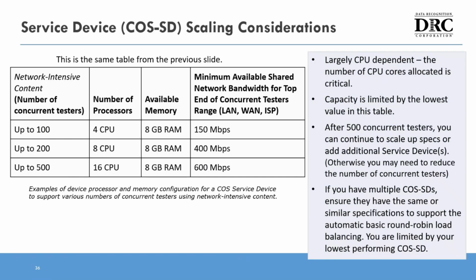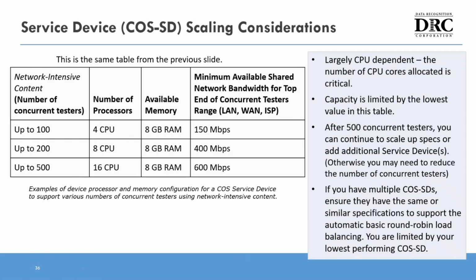For example, let's say you have a service device with 16 gigabytes of RAM and a minimum available shared network bandwidth of 400 megabits per second, but you still only have 4 CPU cores, then you're still limited to no more than 100 concurrent testers.